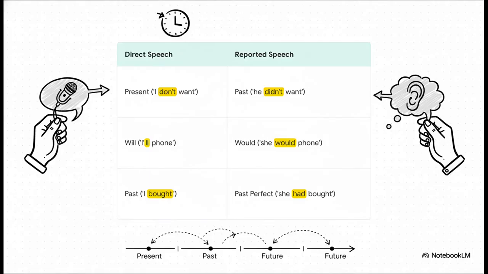And you can see a really clear pattern here, right? A simple present tense, like "I don't want," shifts back to the simple past, "he didn't want." The future with will moves back to would. And a simple past tense, like "I bought," takes one more step back into what's called the past perfect, "she had bought." It's actually pretty logical once you see it laid out like this.